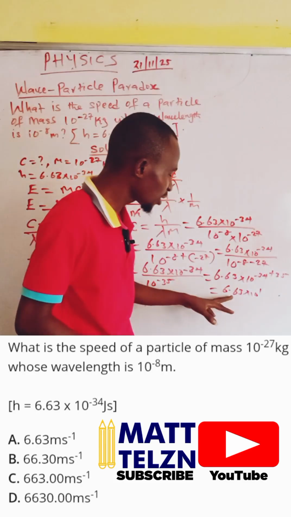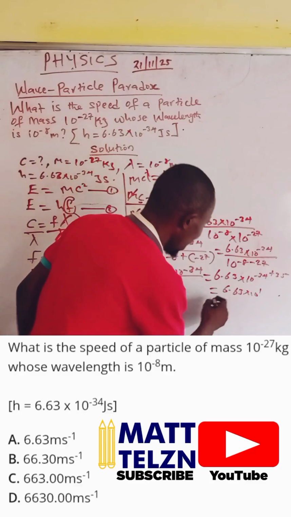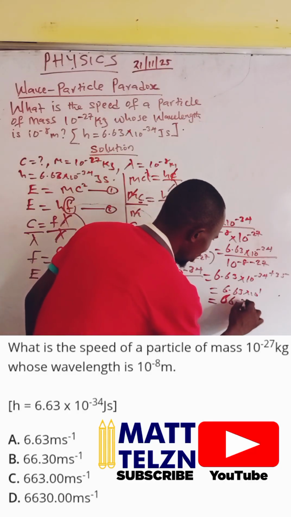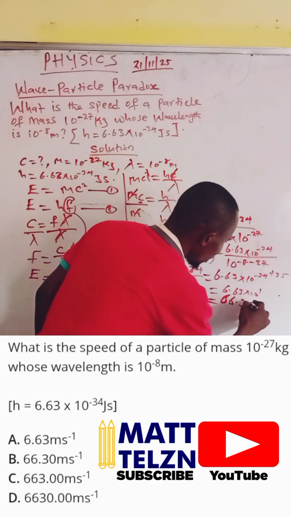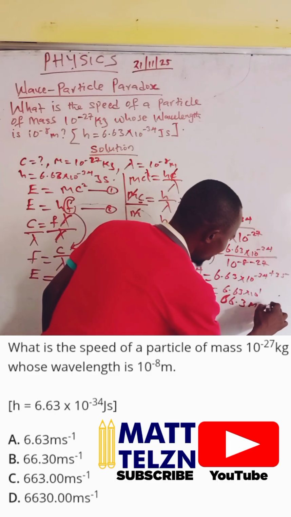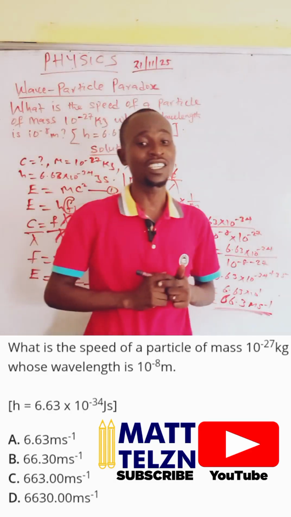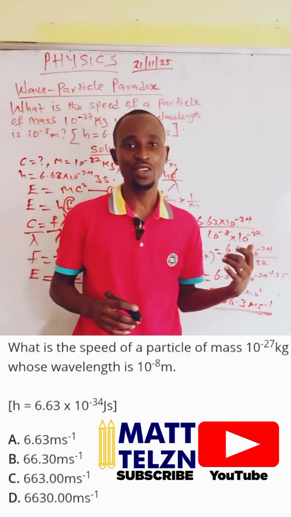So I'll multiply 6.63 times 10. What I'm going to have is 66.3 meter per second, right? Good. Now if you check from the question, you will notice that our answer is option B, right?